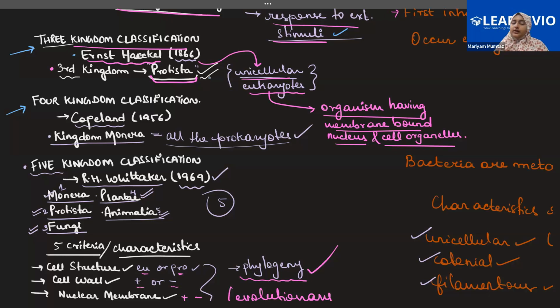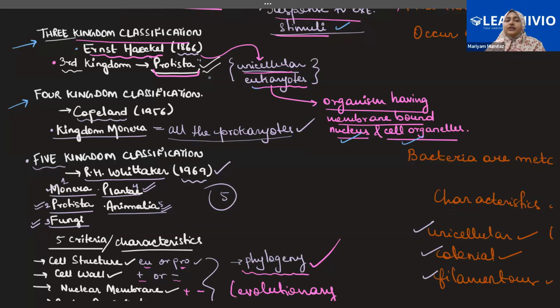See, the prokaryotic organisms are those organisms whose nucleus is not surrounded by any membrane, and they also do not have membrane-bound organelles. So these things are absent in prokaryotes. Talking about the eukaryotes, these are the organisms that have a membrane-bound nucleus and cell organelles.